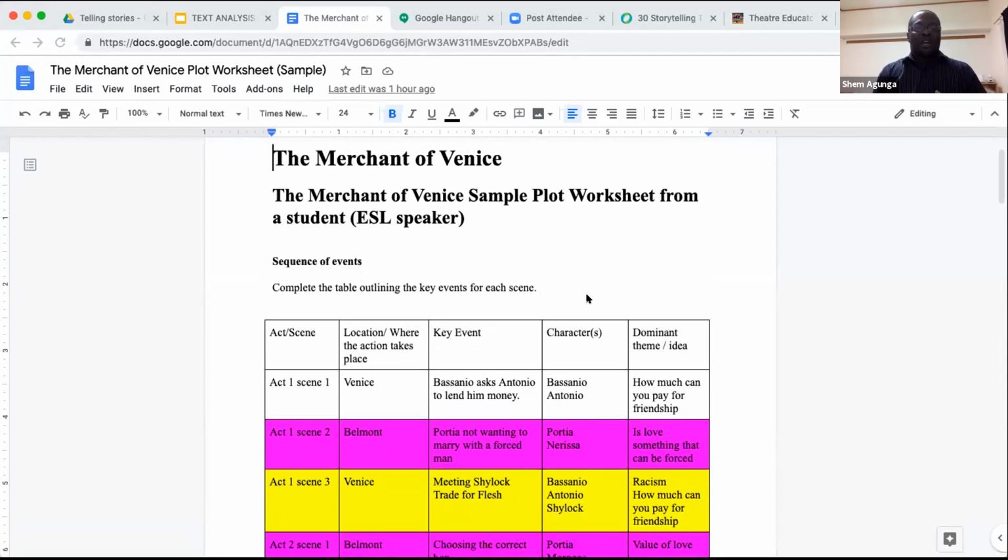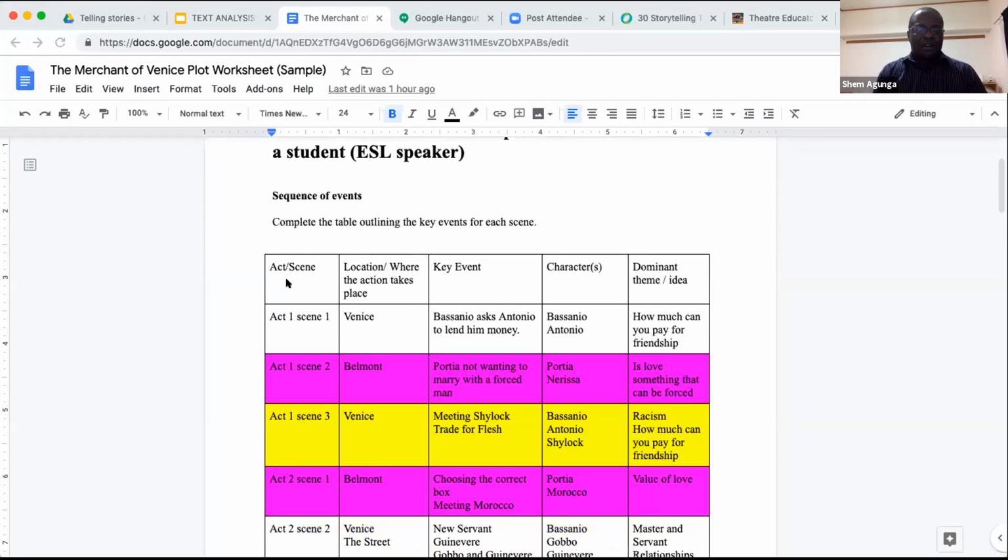So last time we looked at The Merchant of Venice, and this was a simple sample plot worksheet. And if you see here, we have the act of the scene, the location where it takes place, the key events, the characters, and the dominant theme and idea. So students are able to watch the play and then try to make sure that they are able to identify all these elements step by step.